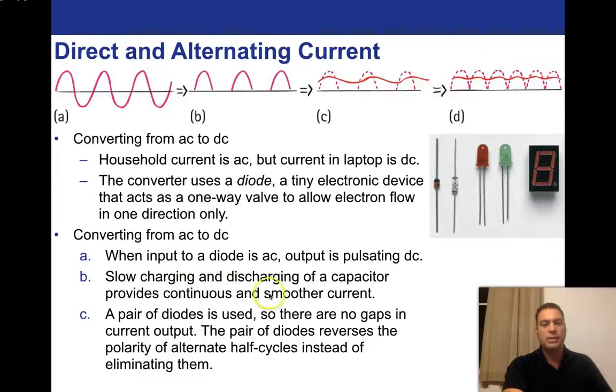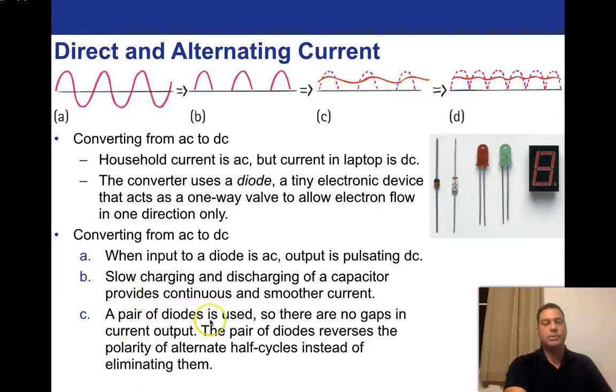Slow charging and discharging of a capacitor. Oh, there's a capacitor in here. I love capacitors. It provides continuous and smoother current. In other words, the current comes in, it hits the capacitor, and it charges it. And then it slowly releases it. So we get a pulse in, the capacitor continues the discharge, and then it charges back in, charges back in. In other words, it smooths it out.